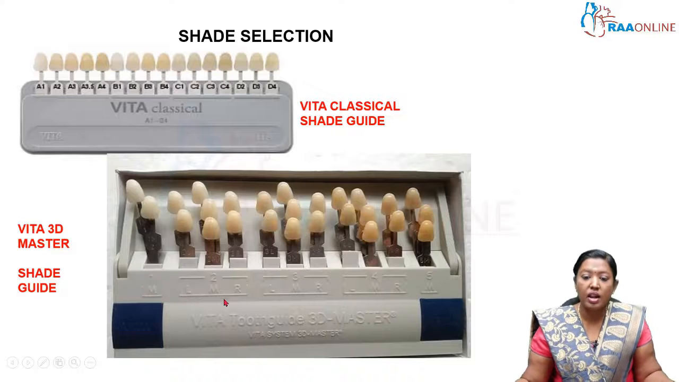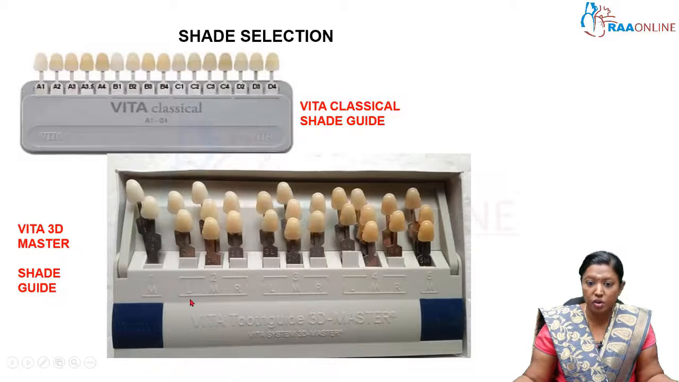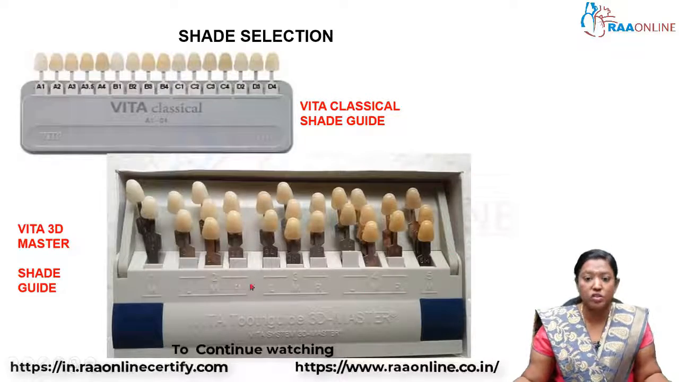So, what do L, M, R indicate? L means the shade is more of a yellow and R stands for the shade being more of a red. So, when the patient's tooth is more towards a yellow shade, you select from the shades on the right side of the shade tab. And when the patient's tooth is more towards a red color, you select from those on the left side of the shade tab.